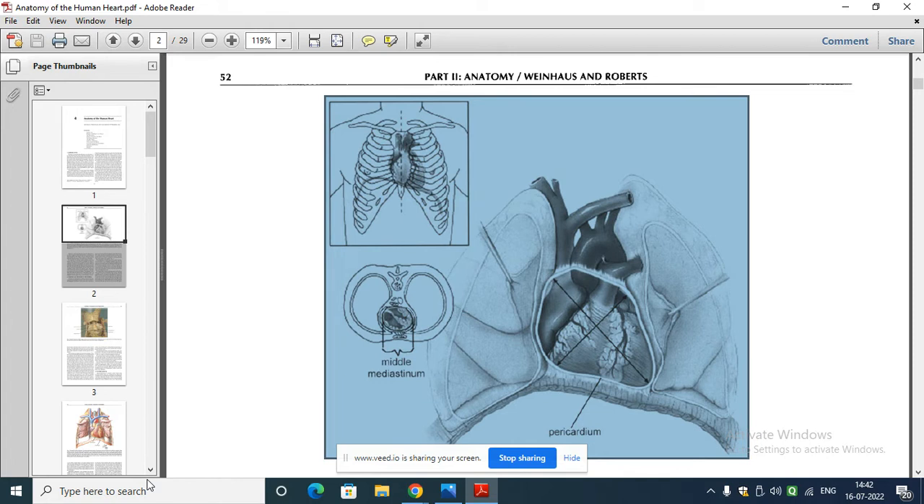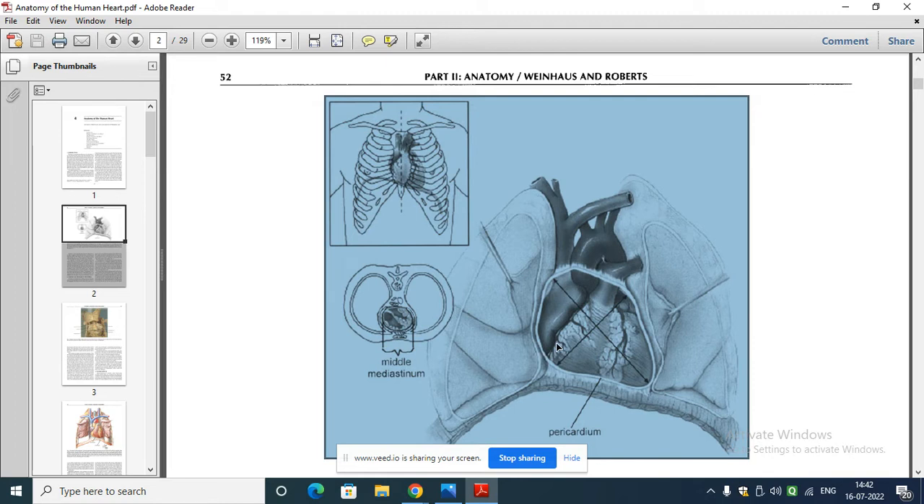In children below 2 years, the apex is situated in the left fourth intercostal space in the midclavicular line. So in children of 2 years, the apex should be here. Where is the pericardium? The pericardium should be here. Where is the apex in the 2 year children, okay?